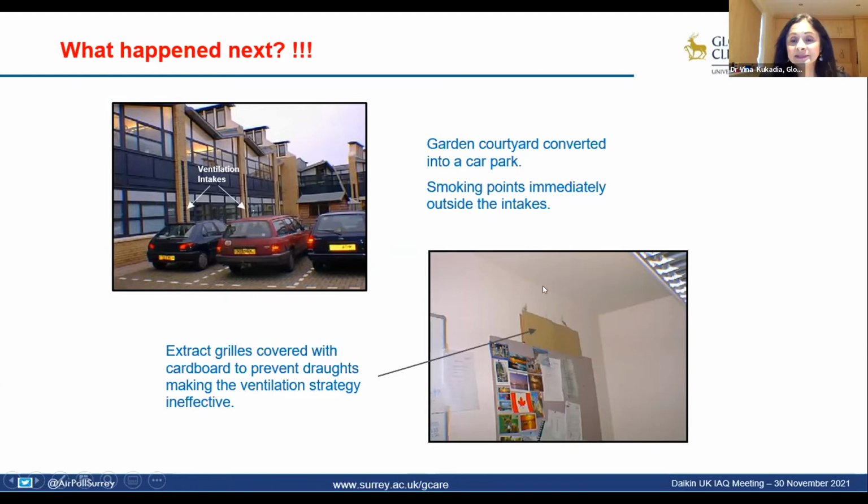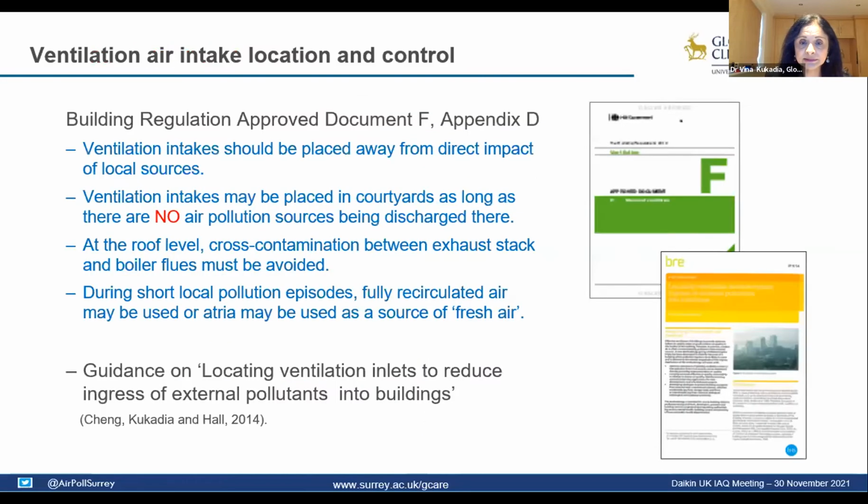Inside the building, where they had ventilation ducts, extract grills, they covered them up to prevent drafts. So basically it made the ventilation strategy completely ineffective. So these are some of the issues that we need to look out for when we are designing buildings and when we're operating buildings.